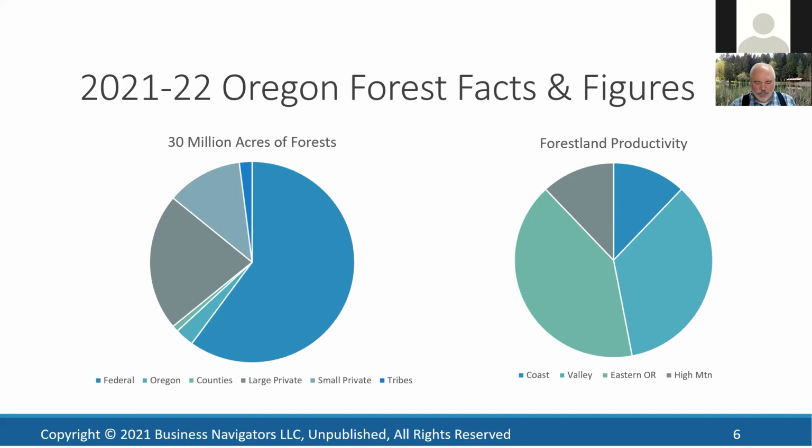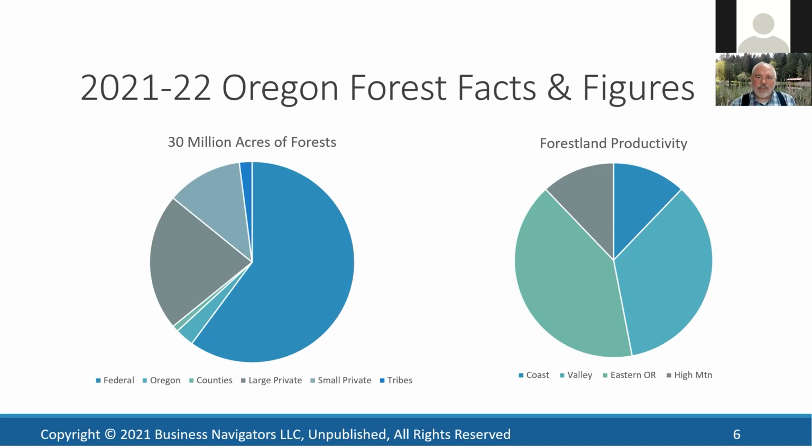Private ownership, small landowners and large landowners, is about 36% of the land. So a little over a third is owned privately. The rest of it's owned basically by the government.